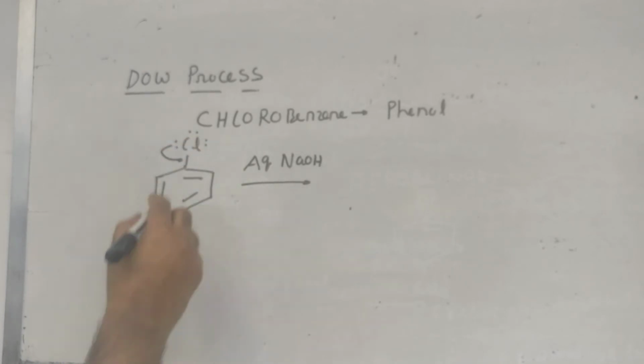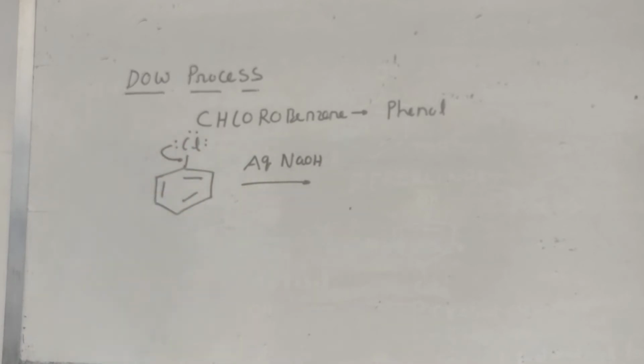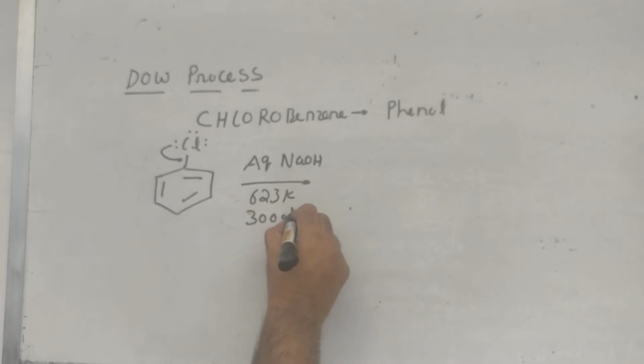In this molecule, there is a possibility of resonance. Due to resonance, this carbon-chlorine bond is not a single bond. It has a partial double bond character, stronger than a single bond. So at room temperature, this carbon-chlorine bond will not break and will not be replaced by the nucleophile OH minus coming from NaOH. So we need to do this reaction at a high temperature, 623 Kelvin, and a very high pressure of 300 atmosphere. Drastic condition.